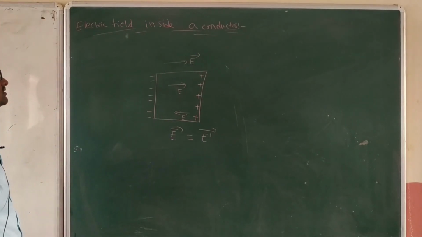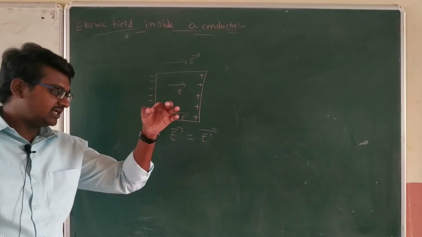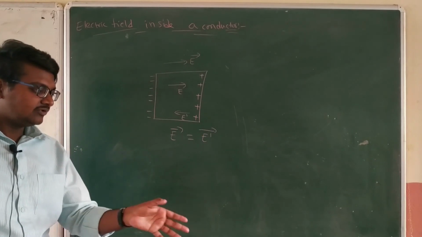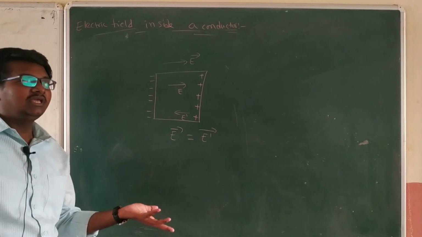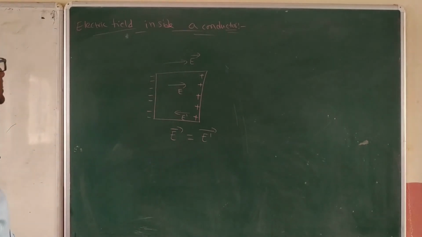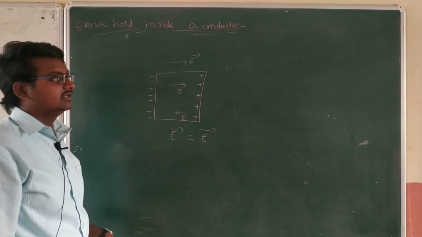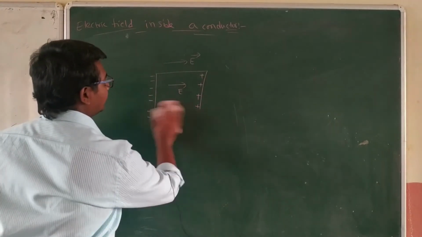That is the reason that whenever you keep a metal plate inside an electric field and observe carefully, there won't be any electric field inside a conductor. But in an insulator, there will be an electric field.